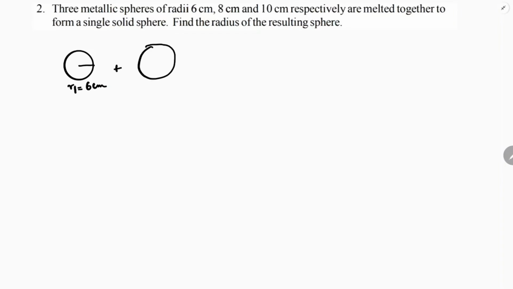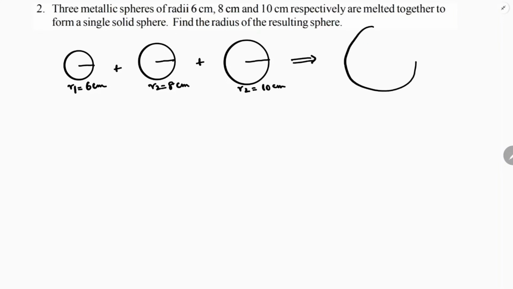Second one, R2 I'll consider as 8 centimeters. Third one, I'll take radius as 10 centimeters because it's given the third one is 10 centimeters. So now these are melted to make a big sphere whose radius I'll consider as R.